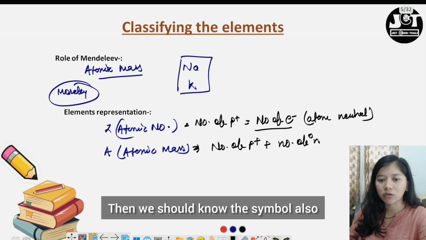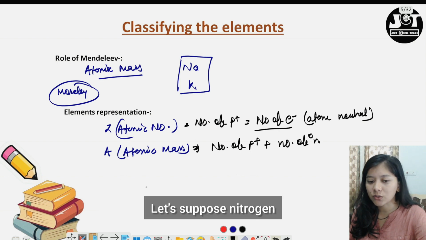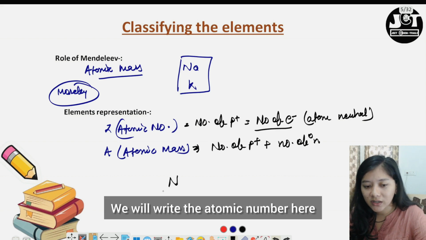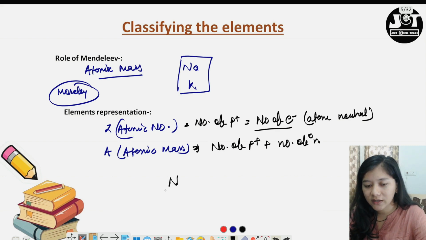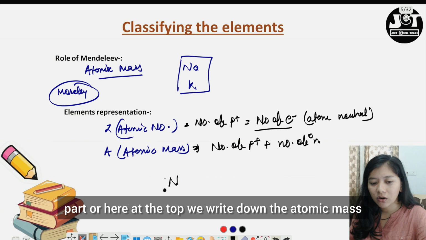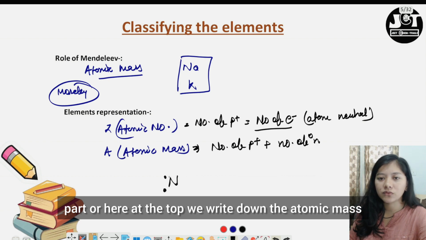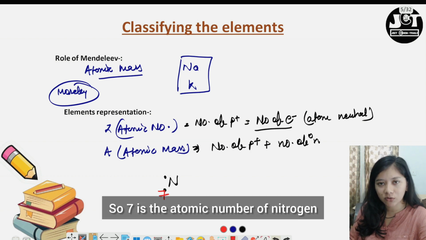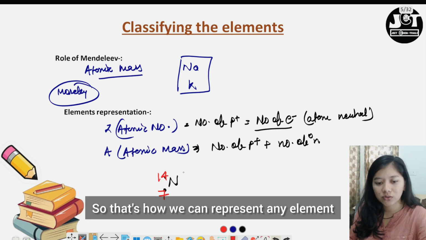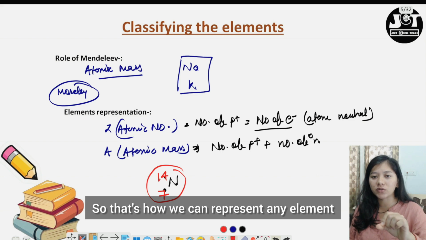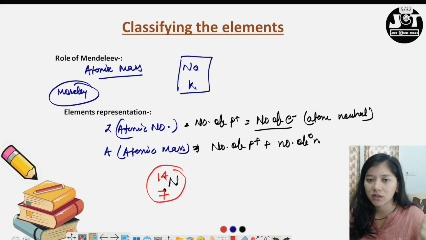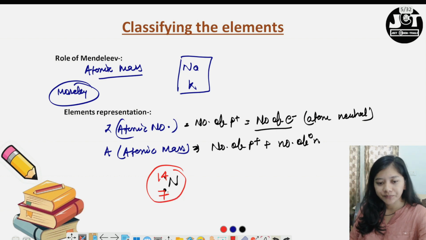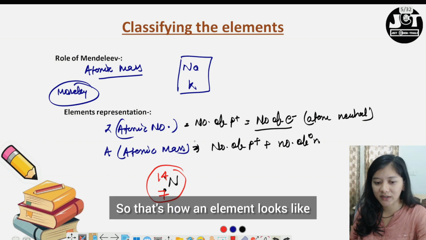Then we should know the symbol also. Suppose nitrogen. The symbol of nitrogen is N. We write the atomic number here at the tail part, and at the top we write down the atomic mass. So for nitrogen it looks like that. The 7 is the atomic number of nitrogen and 14 is the mass. So that's how we can represent any element. We should know three things: atomic number, atomic mass, and the representation or the symbol. So that's how an element looks.